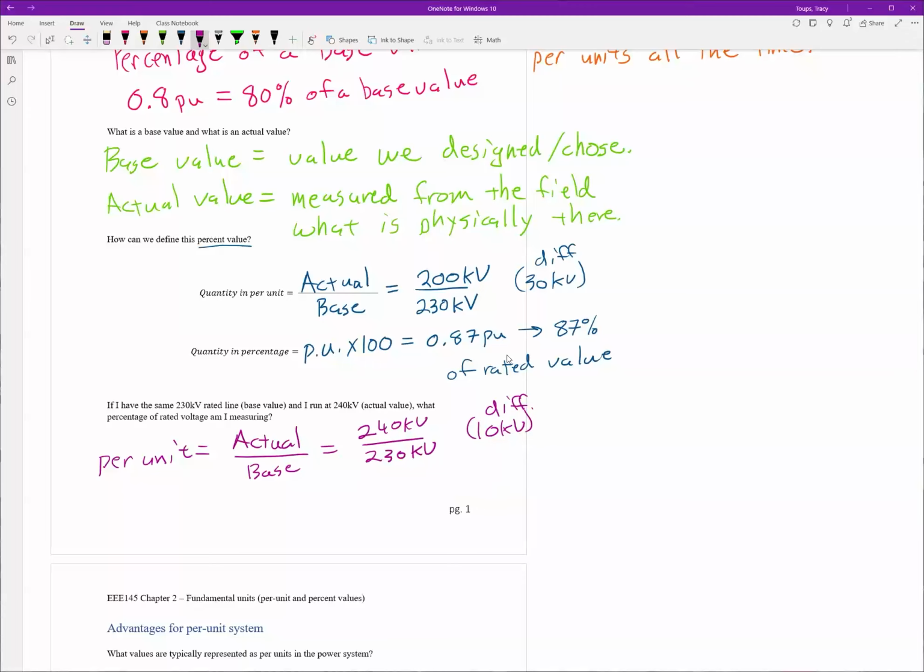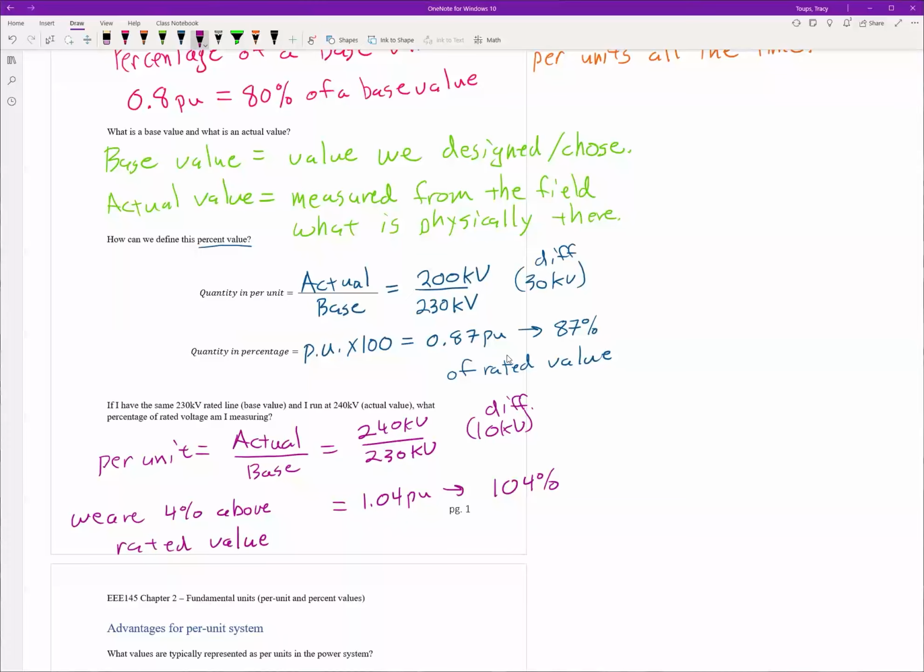Is it? Well, we really got to look at a percentage. So if we do 240 divided by 230, this is actually 1.04 per unit. Or we could convert it to 104%. So the way I read this is we are only 4% above rated value. Okay. And actually 4% is perfectly fine.